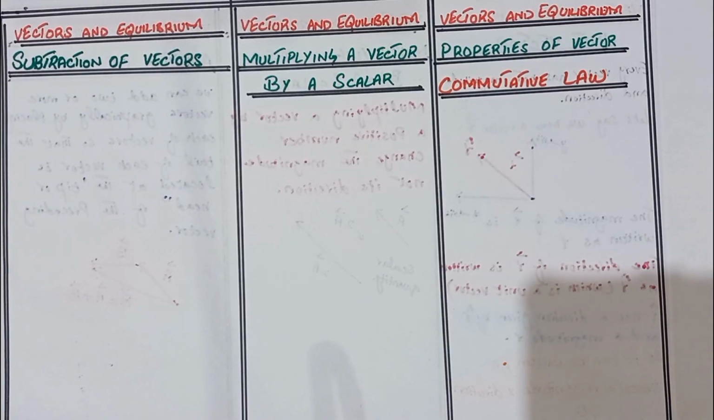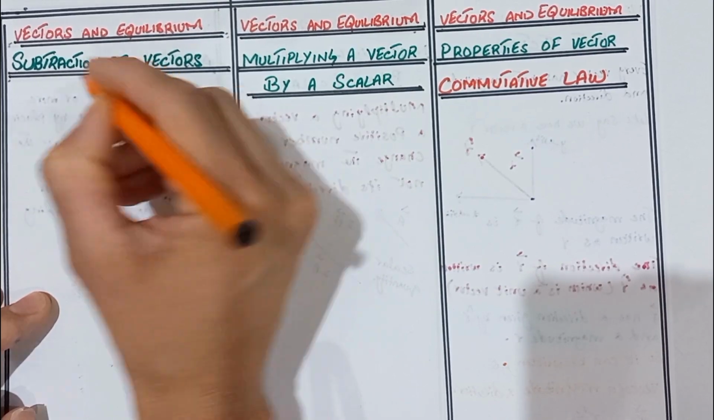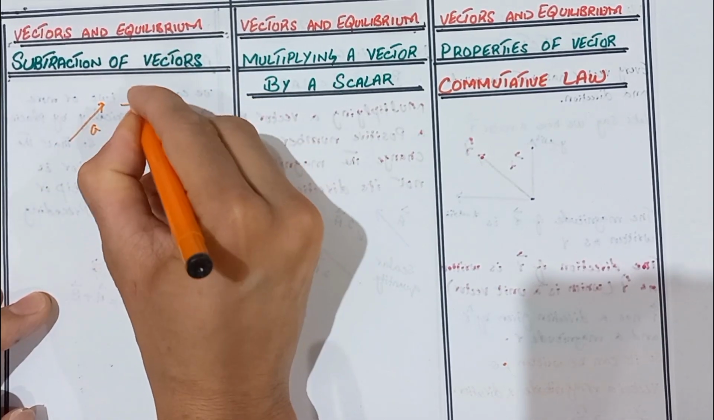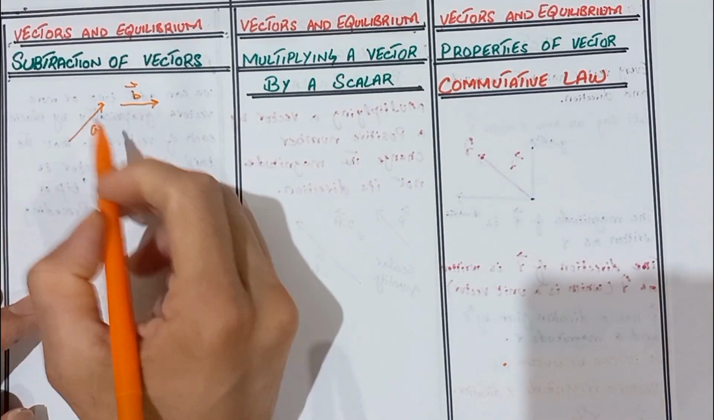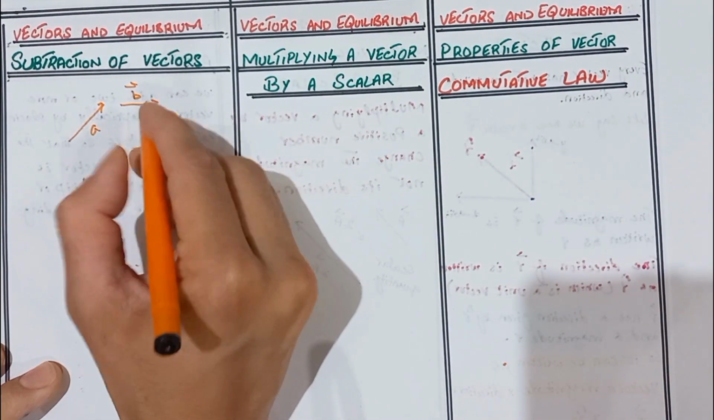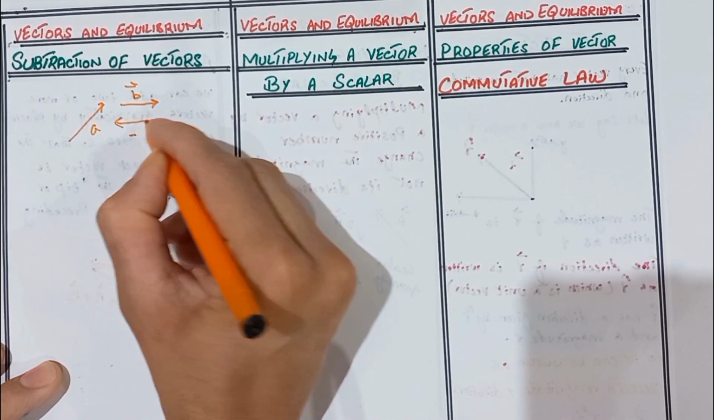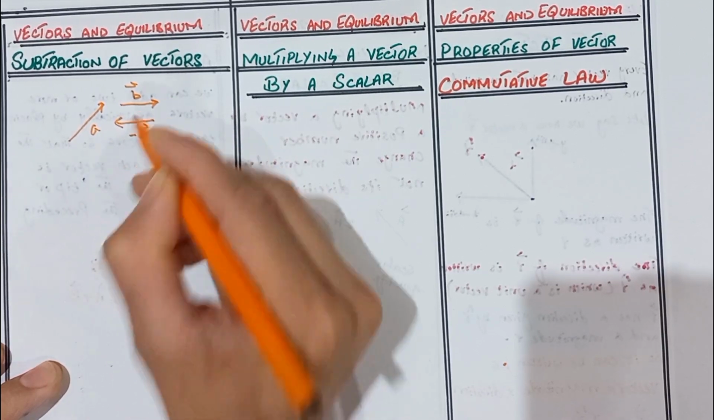Now we subtract two vectors. Here we take two vectors and subtract one from the other. Here is the vector A and this is the vector B. Now how do we subtract the two vectors? First we reverse the direction of the vector B. When we reverse the direction of B, it is represented by the vector minus B.